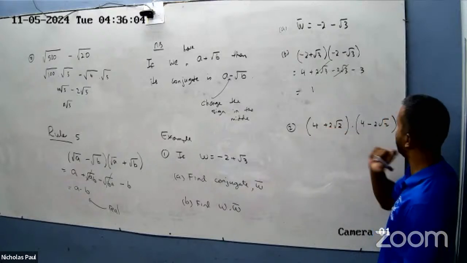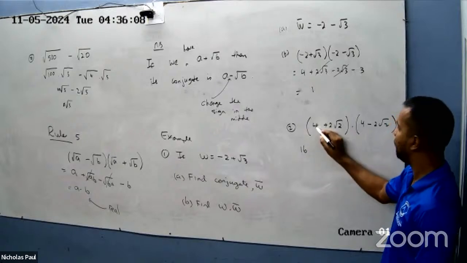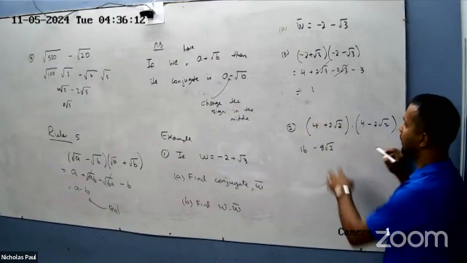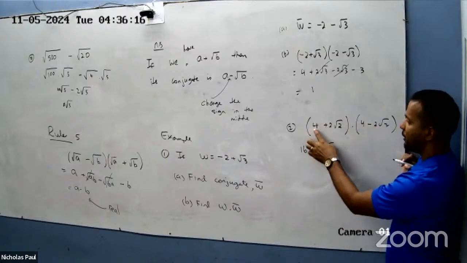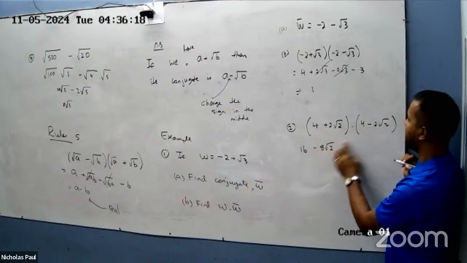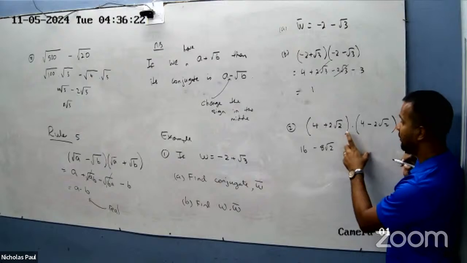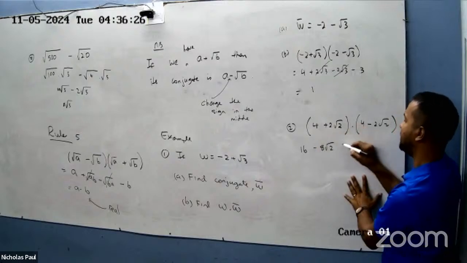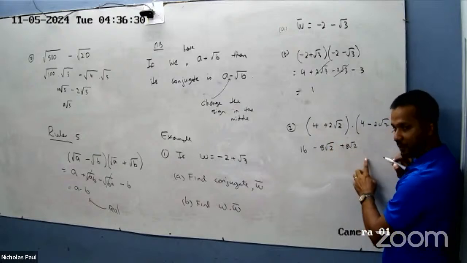Right? So we end up with 4 by 4, that's 16. 4 by minus 2 root 2 is minus 8 root 2, right? 4 by 2 is 8, and you just bring the signs. Positive 4 by minus 2 is minus 8. You okay with that? Then 2 root 2 by positive 4 is plus 8 root 2. Of course, you see this will cancel, right?